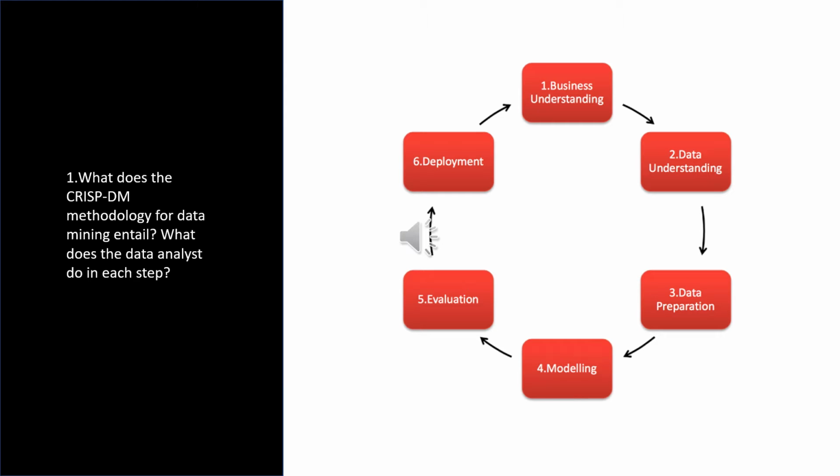About the CRISP-DM methodology, on the first step we have business understanding, and here we set the goals and priorities of the project. On the second step we have data understanding, where we basically are gathering and checking data for quality issues.